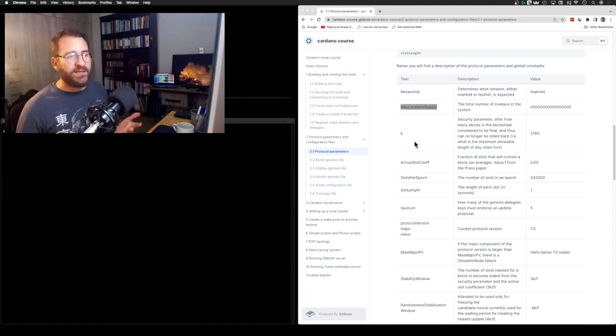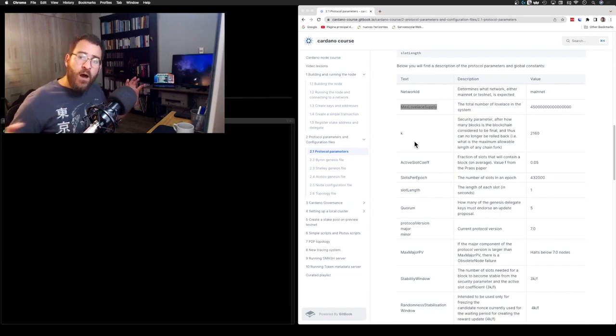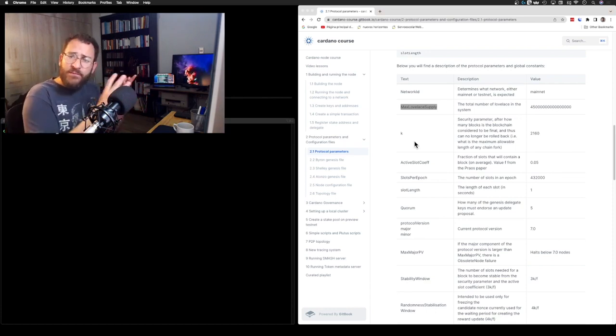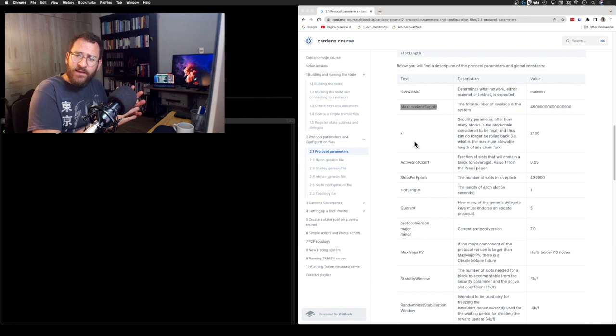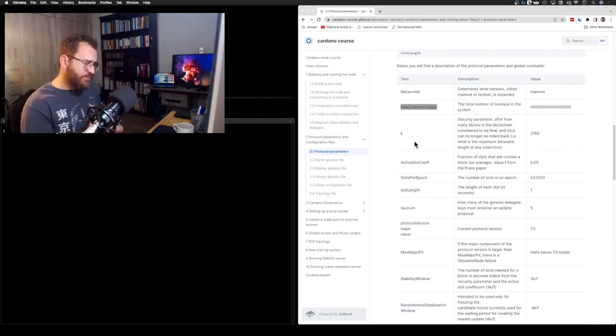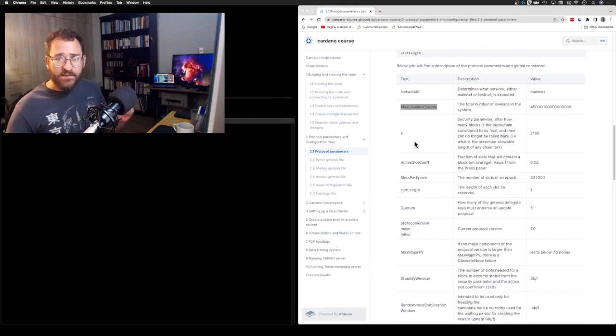Another way to say it is that this parameter tells us how long a fork at the tip of the chain can be. And remember that the tip of the blockchain is always a little bit fuzzy. It can be changing a little bit. It allows for forks at the tip. But the longest a fork can be at the tip of the chain is 2,160 blocks.